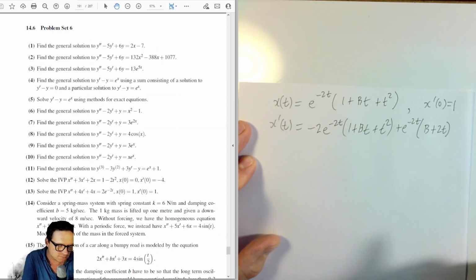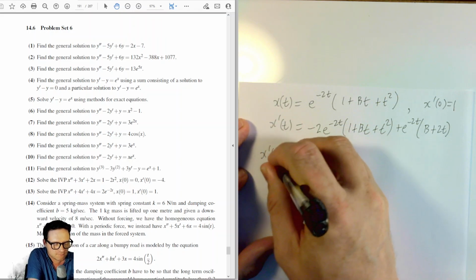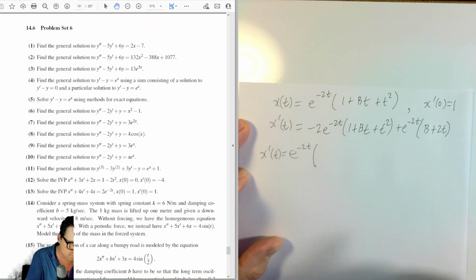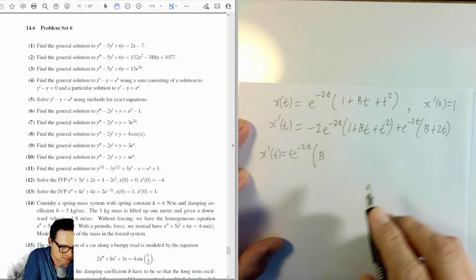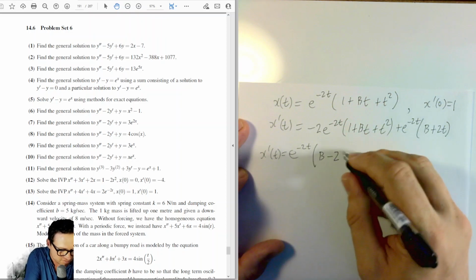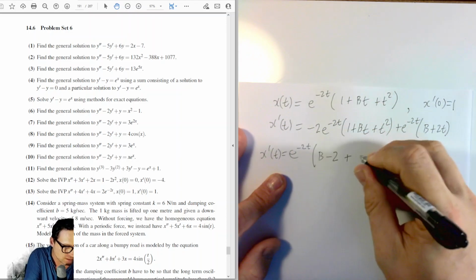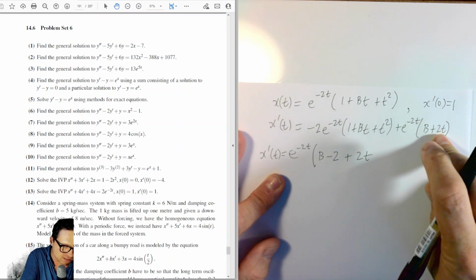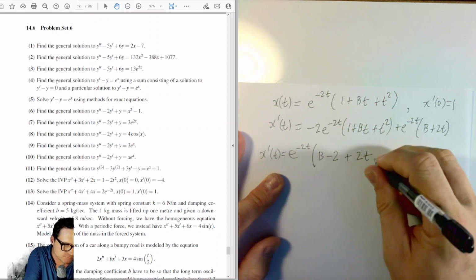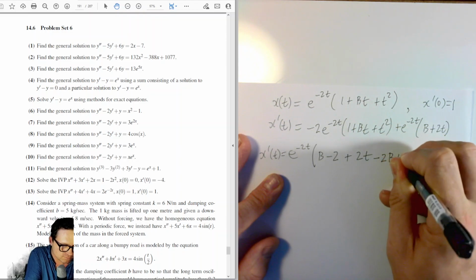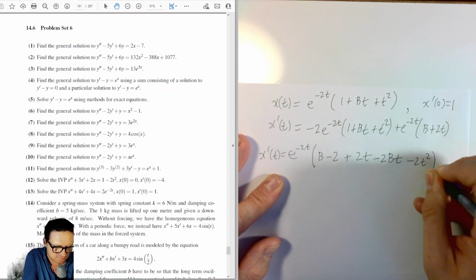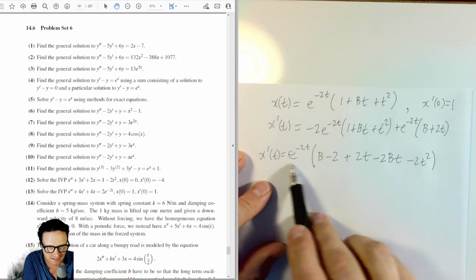So we have then e to the minus 2t outside of b, now putting the minus 2 back in, so b minus 2, and then we have plus 2t, that's the 2t I'm talking about, and then over here we have minus 2 times b, okay, and then we have minus 2t squared. All right, so here is x dash.